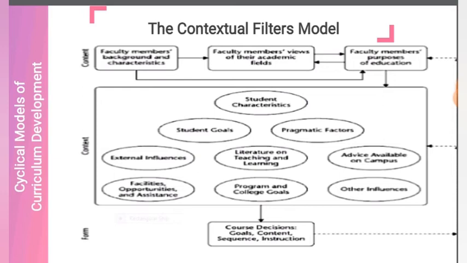So according to Stark and Lattuca in 1997, content influences encompass faculty members' background and associated disciplinary and educational beliefs, while contextual influences refer to the influence outside the instructor's immediate control that cause adjustment in the course plan, such as student characteristics or instructional resources, while the course decision includes the processes that are followed when deciding a course. So that is the contextual filters model.